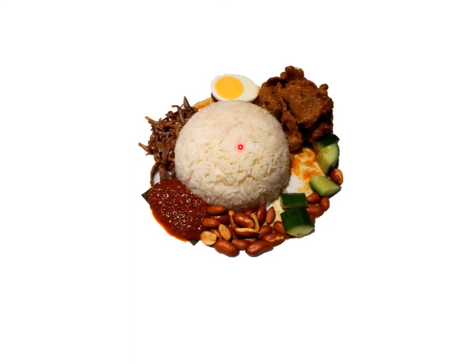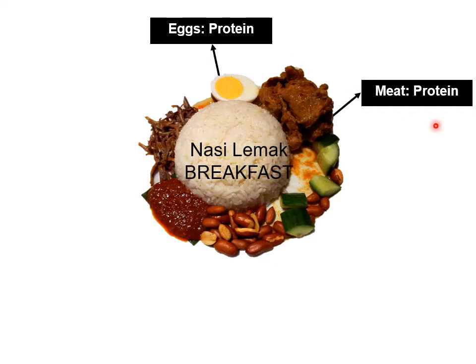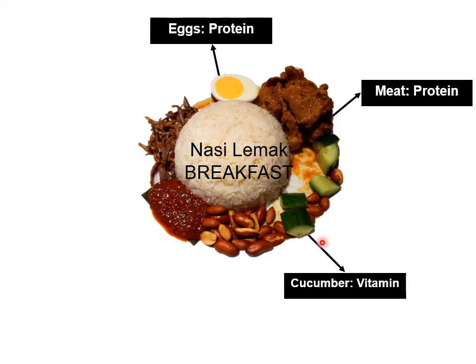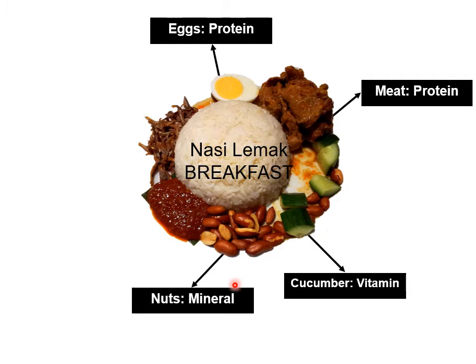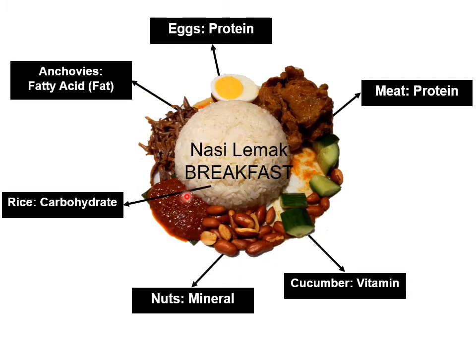What is this? Nasi lemak, Malaysians' favorite breakfast. So this breakfast can give a lot of nutrients for us. Eggs, protein. Meat, protein. Cucumber, vitamin. Nuts, mineral. Rice, carbohydrate. And anchovy, fatty acid, fat.